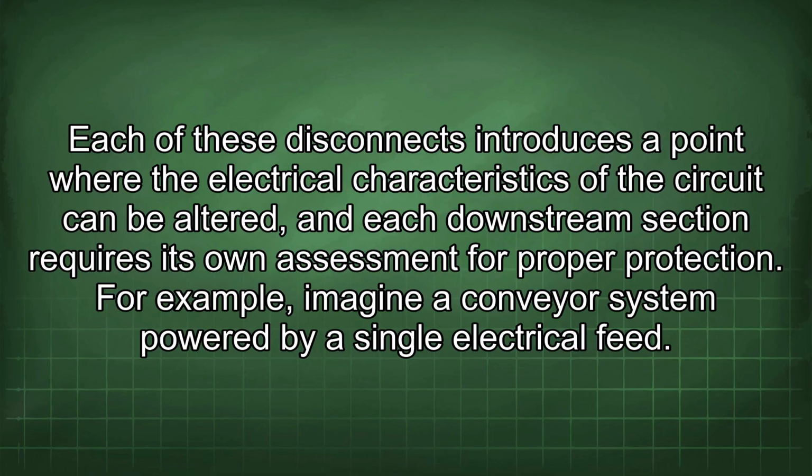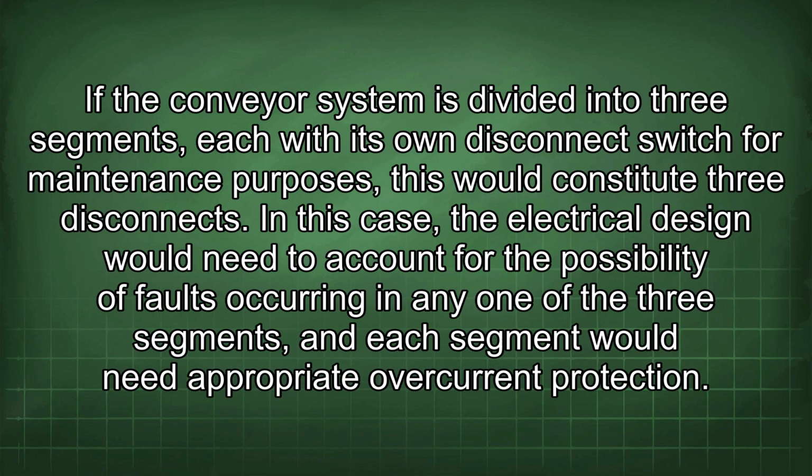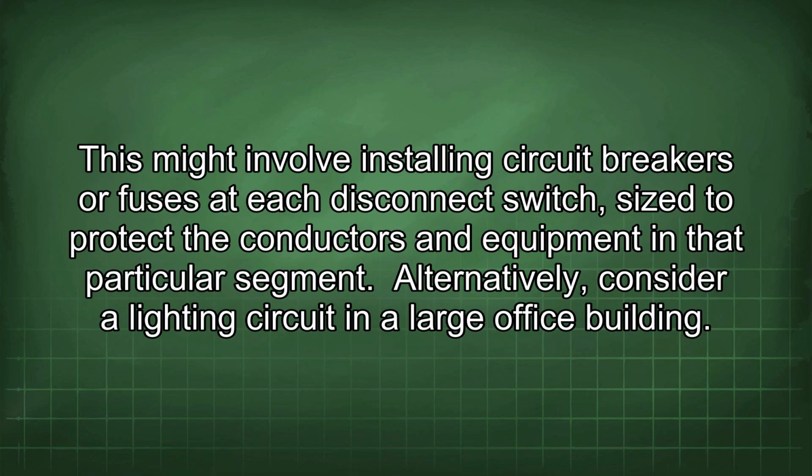For example, imagine a conveyor system powered by a single electrical feed. If the conveyor system is divided into 3 segments, each with its own disconnect switch for maintenance purposes, this would constitute 3 disconnects. In this case, the electrical design would need to account for the possibility of faults occurring in any one of the 3 segments, and each segment would need appropriate overcurrent protection. This might involve installing circuit breakers or fuses at each disconnect switch sized to protect the conductors and equipment in that particular segment.